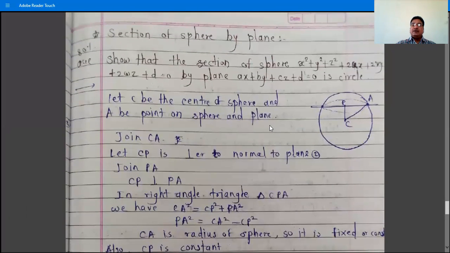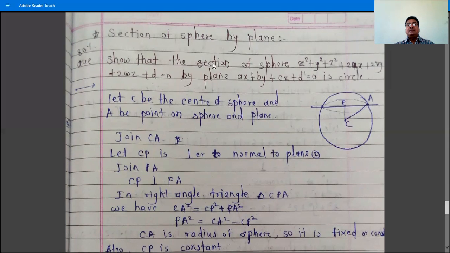So the next topic is section of a sphere by a plane. Obviously the section of a sphere by a plane is a circle. That is, if we cut the sphere at this place by using a plane, then we have a circle as the intersection of this plane and the sphere.